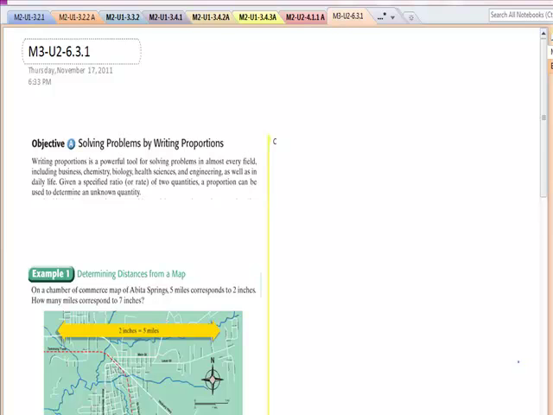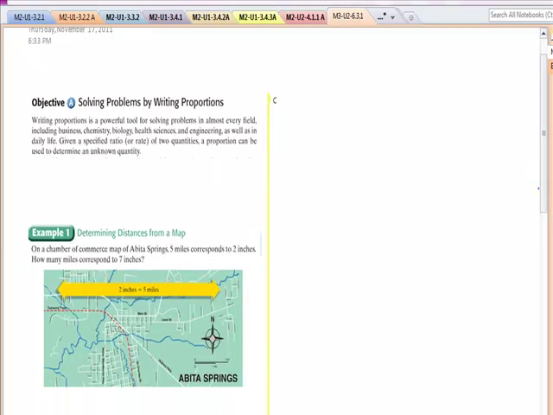In this lesson, we're going to solve some word problems and we're going to use proportions to do that. And you will see that there are comparisons in these word problems. One of them, and I'm not going to solve these on this page, but I am going to just write the proportion. It says, on a Chamber of Commerce map of Abita Springs, 5 miles corresponds to 2 inches. Now that's a comparison. 5 miles, 2 inches. How many miles correspond to 7 inches?